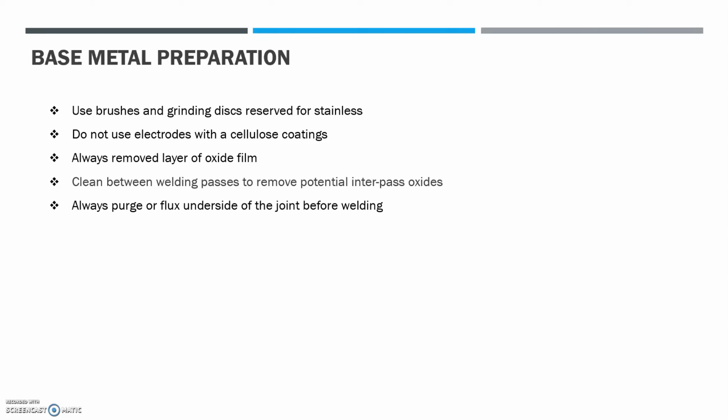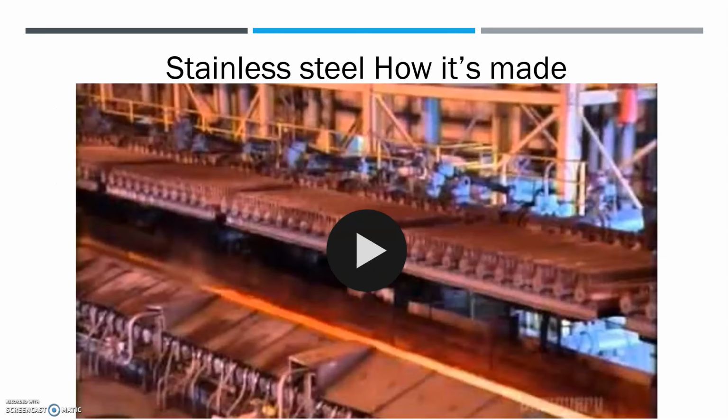Using a higher amount of sealing gas flow will help cover the weld to prevent carbide precipitation. And always purge the backside of a weld joint to prevent sugaring of the root pass. I'll post this how it's made video link on your Moodle if you'd like to check out how stainless steel is made.